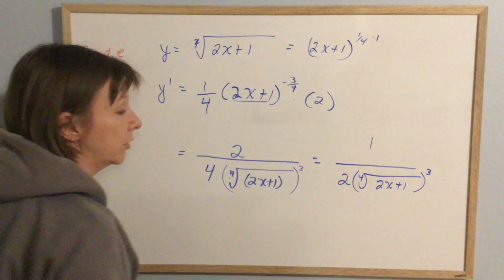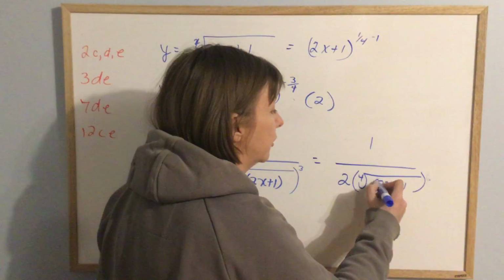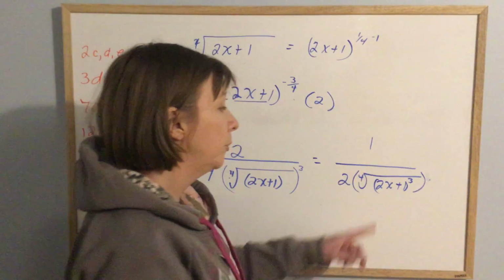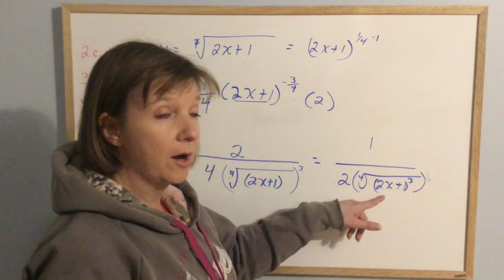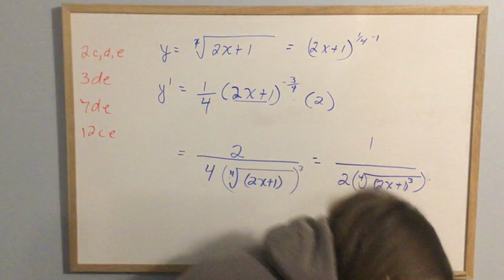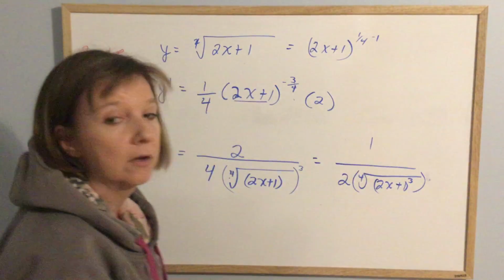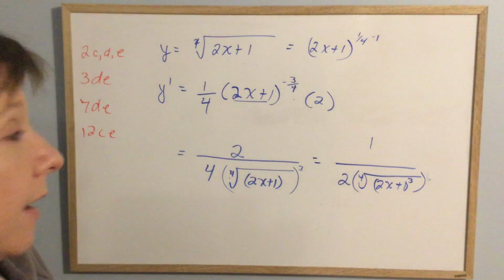And again, if instead of putting your cubed there, you put your cubed here, that would be fine, but you would need to have brackets around your 2x plus 1 because it's that whole thing that's cubed. So that's where I would leave it. The back of the book leaves it exactly as I have it. All right? So that's how I would do that.